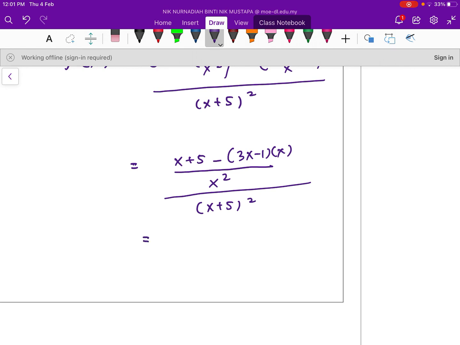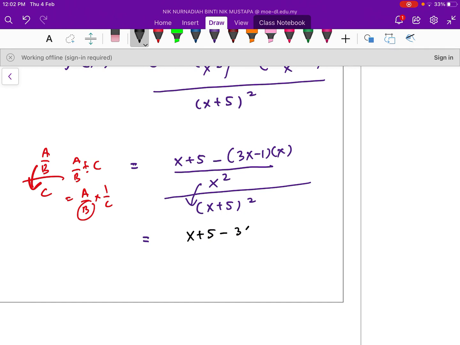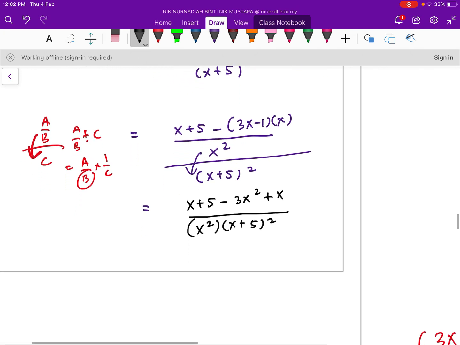Okay, and then kita boleh cantikkan dia lagi. Dia 3 lapis pecahan ni kan. 3 lapis pecahan, jadikan dia 2 lapis. Okay, so ni akan turun ke bawah. Okay, kenapa turun ke bawah? Sebab ini adalah A per B over C. Okay, so A per B bahagi C sama dengan A per B darab 1 per C. So ni akan turun bawah. B ni akan ke bawah. So dia jadi x plus 5 minus 3x square plus x over x square times x plus 5 square.